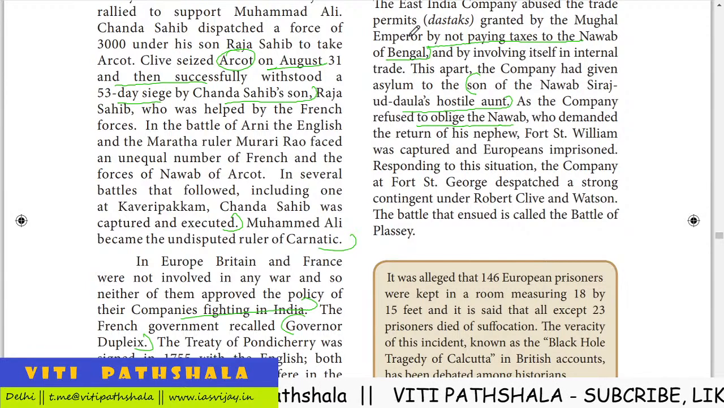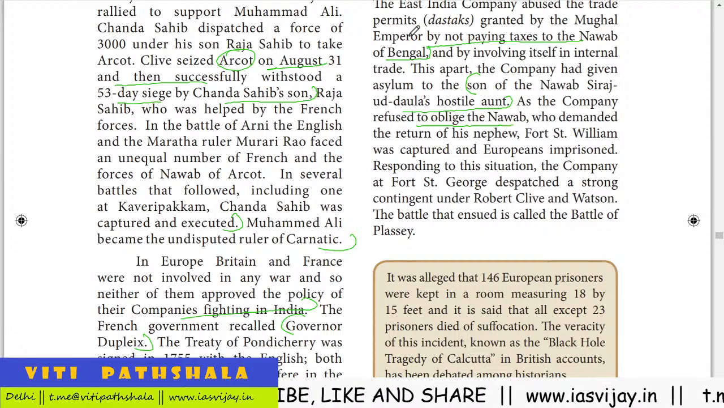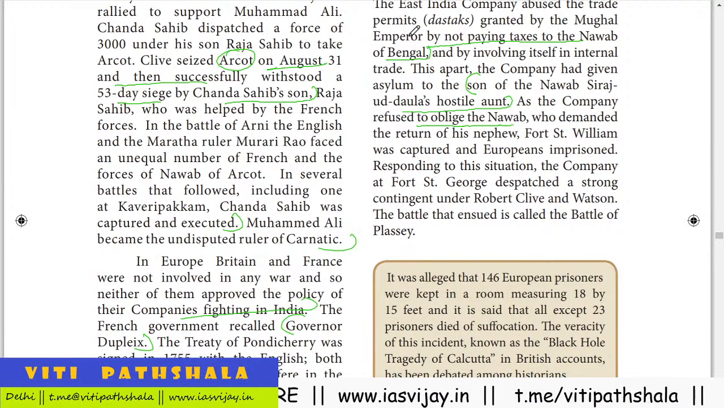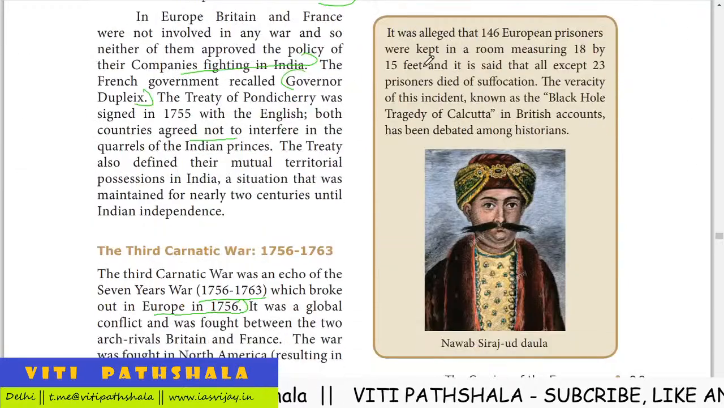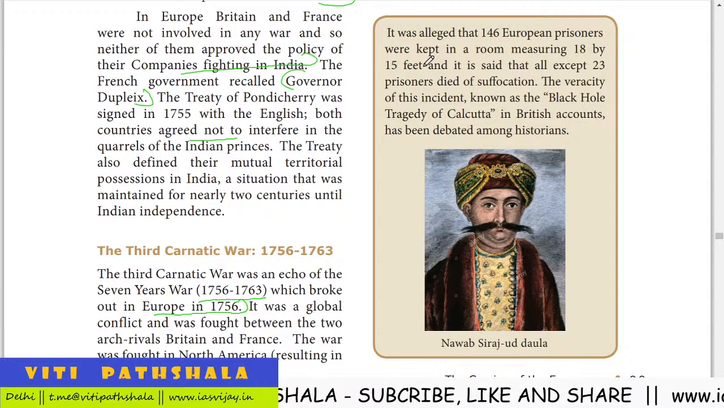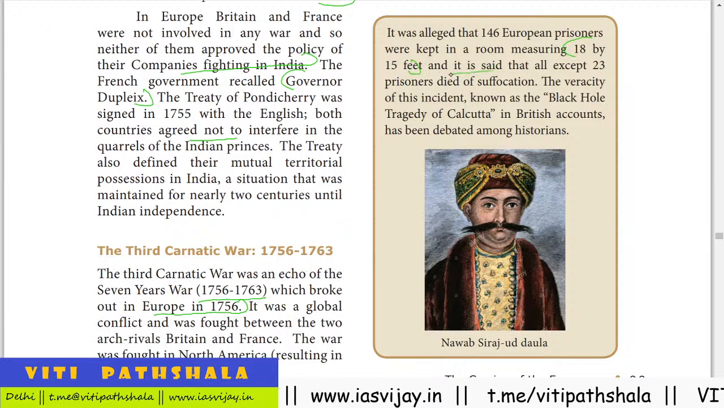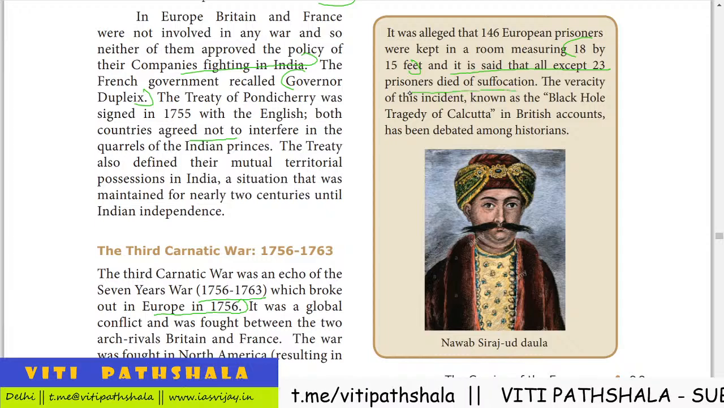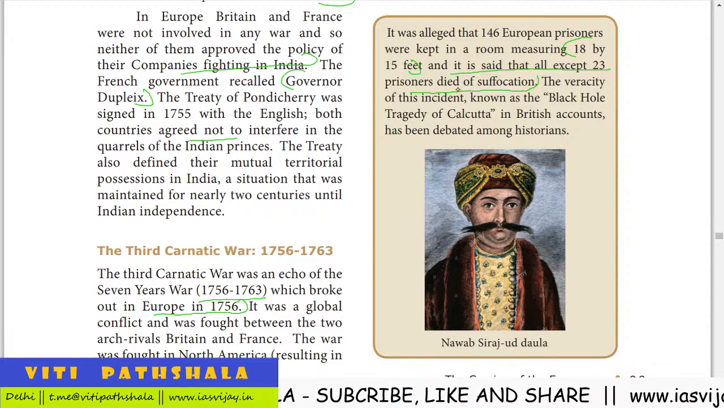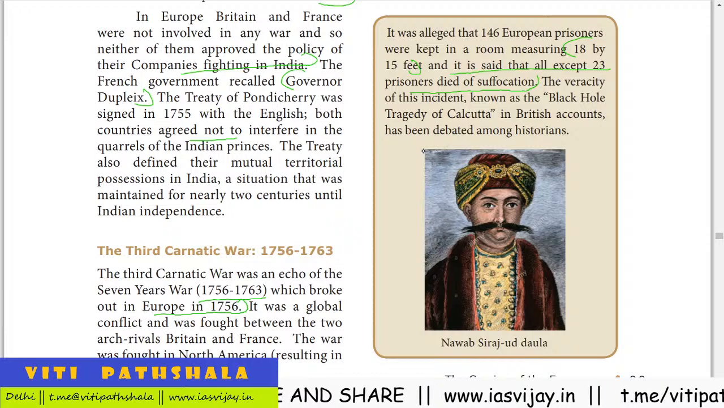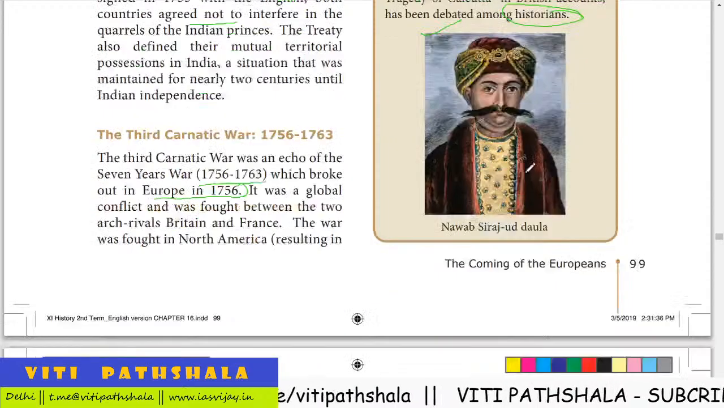Responding to this situation, the company at Fort St. George dispatched a strong contingent under Robert Clive and Watson. The battle that ensued is called the Battle of Plassey. Now, it was alleged that 146 European prisoners were kept in a room measuring 18 by 15 feet, and it was said that all except 23 prisoners died of suffocation. The veracity of the incident, known as the Black Hole Tragedy of Calcutta, in the British accounts has been debated among historians.